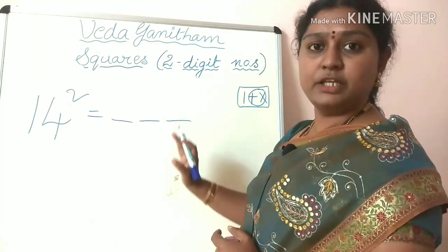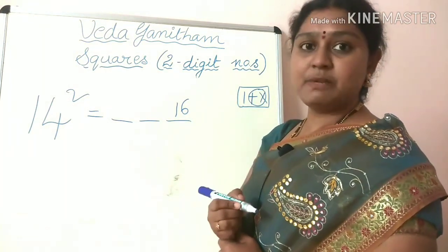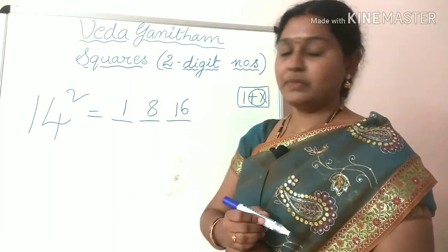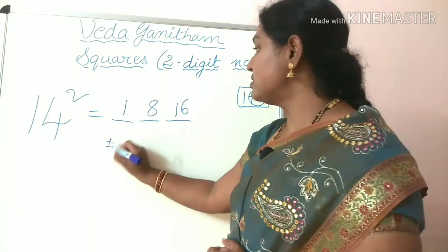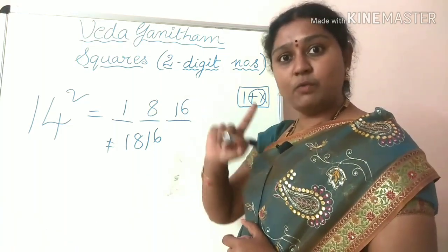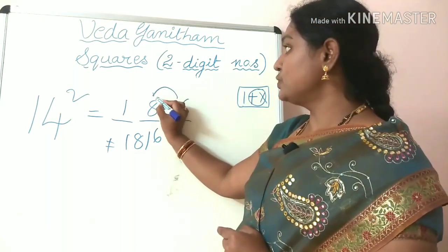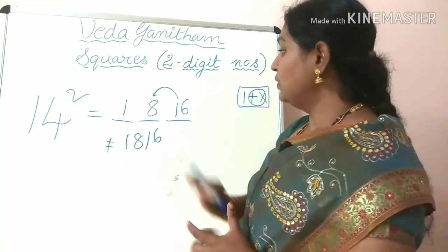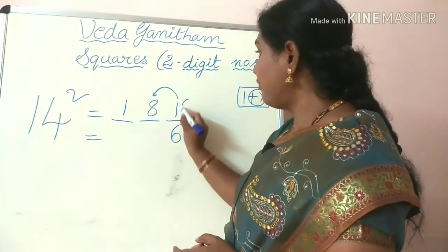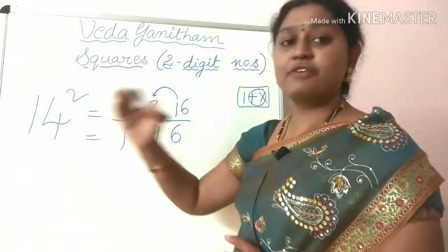At the units place, we will have 4 square, that is 16, and at the tens place it will be 4 plus 4, it will be 8, and here it will be 1. But remember, it's not 18, 16, because this is the place only for one digit. If we get a double digit, we should remember that this digit should be carried to the next place. So, what will it be now? It will be 6, and 1 will be carried to here. It will be 9 and 1. 196 is the answer for 14 square.